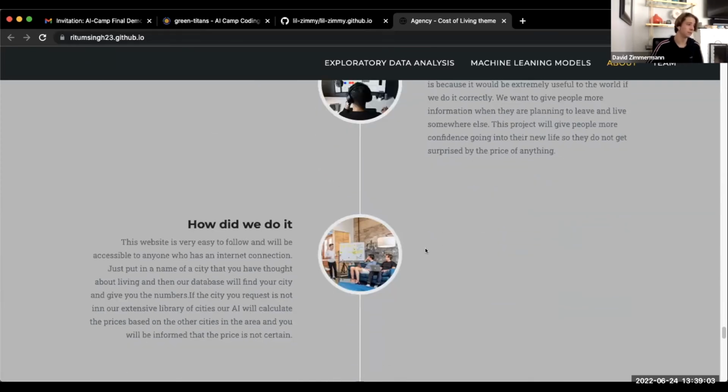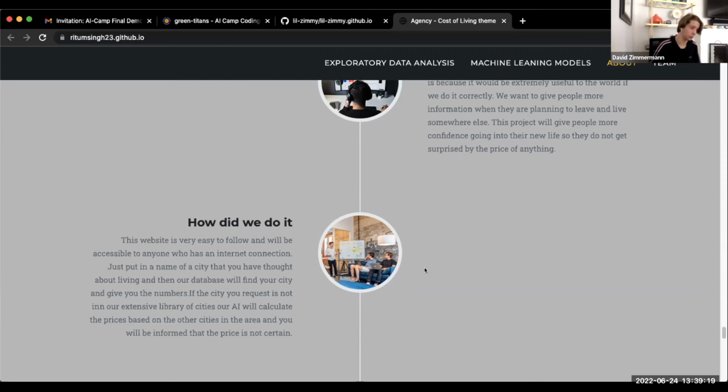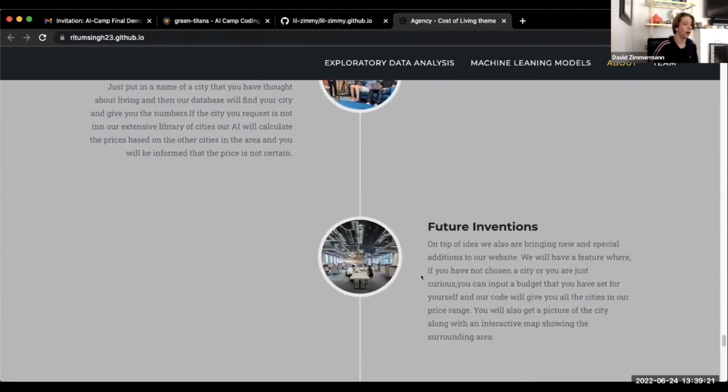How do we do it? The website's pretty easy to follow. You just need access to internet and the website. All you have to do is put in the name of the city that you want to search up, and it will pop up your cost of living, and all the other indexes that we've added to the chart, which you will see later.